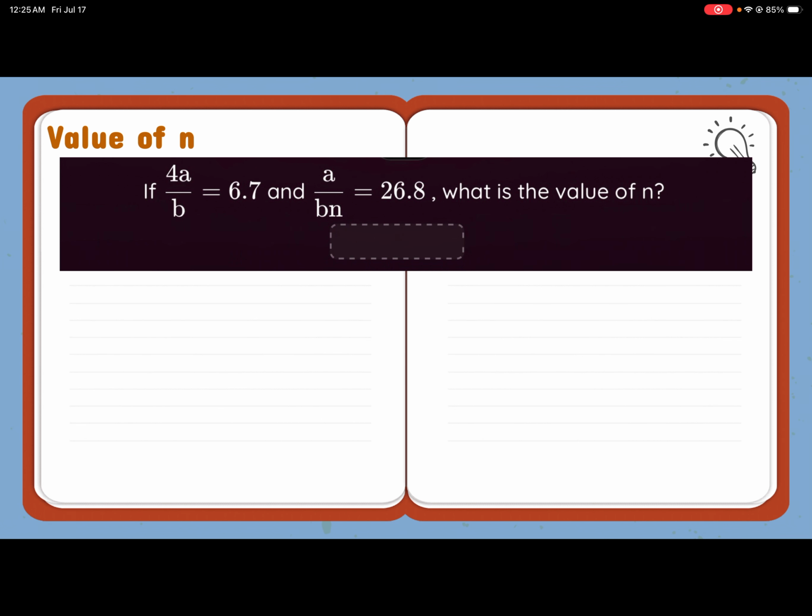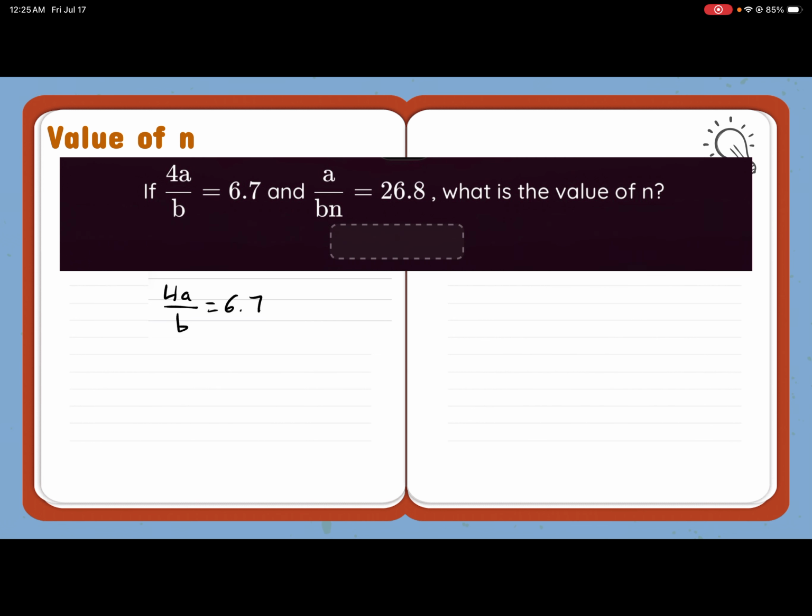Okay, this is one of the harder questions, because we have a ratio here: A over B equals 6.7 over 4, and A over Bn equals 26.8. What is the value of n? So we have to find the same ratio that we can use in both equations, and that is A over B. So we have to solve for A over B in at least one equation so we can substitute it in the other. Now, because we're looking for n, we should use the one without n to start with.